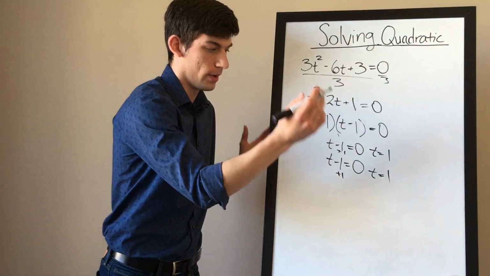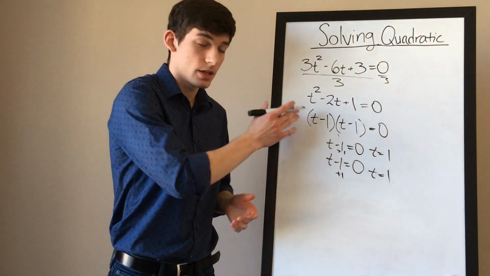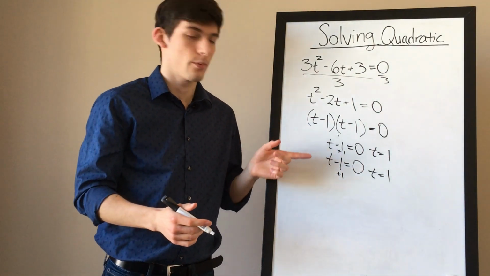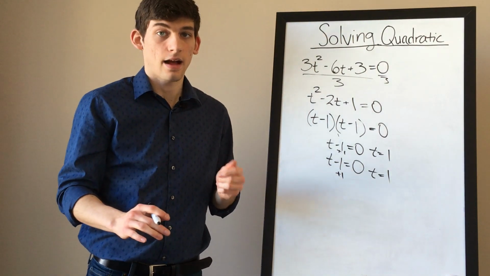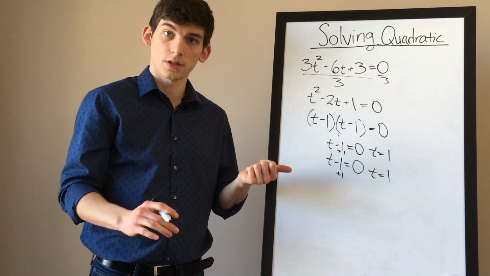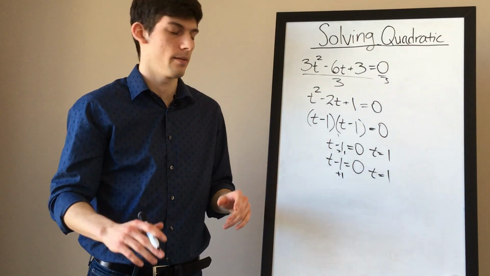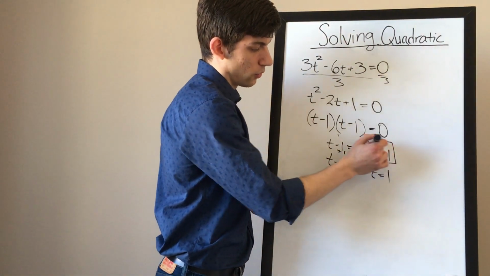Okay, so we got the same value for both. What does that mean? All that means is that for this particular equation, there's actually only one solution. Last time we had 2. This time we had 1. That's totally fine. Quadratics can have either two solutions, one solution, or some of them can actually have no solutions, but we're not dealing with that. So our only solution is t is equal to 1.